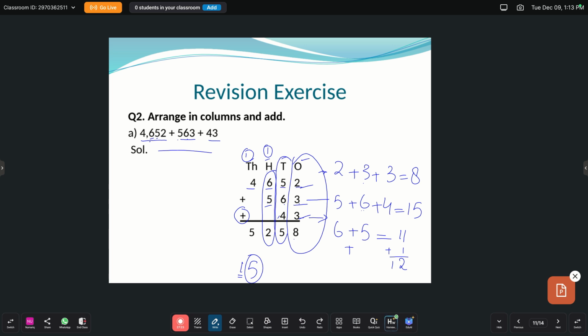So we have only one addend here. So we will write 4 plus 1. It is 5. So what is the answer here? Yes, beta, it is 5,258. So the rest of the parts, you will complete yourselves.